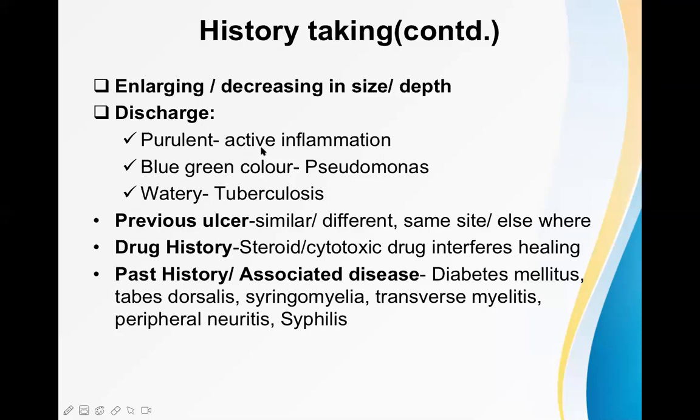Now if pus is coming from there, it's an active infection rather than inflammation. If the discharge is blue green in color, it is caused by Pseudomonas. Pseudomonas is a type of bacteria. It's a very lethal type of bacteria, and this mainly causes infection in hospital. So it is an important cause of hospital acquired infection. One of the important points regarding Pseudomonas is that the discharge is usually bluish or greenish in color as a result of the pigment which is produced by Pseudomonas aeruginosa.